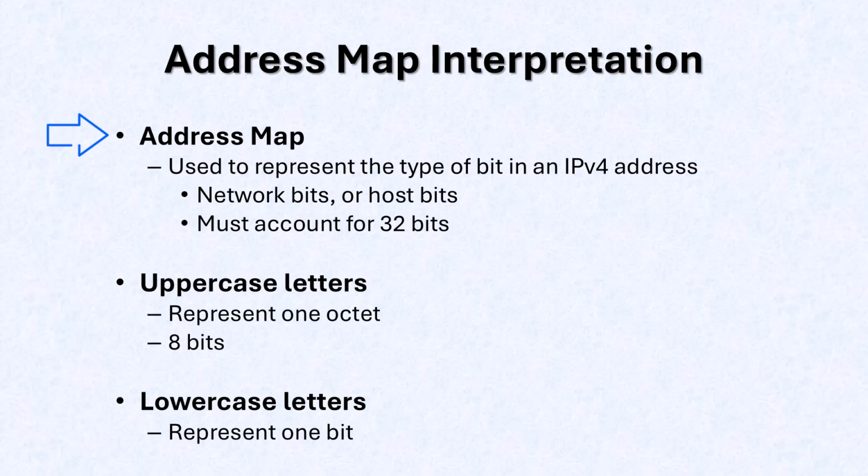Recall the address map is used to represent the type of bit in an IPv4 address. This includes both network bits and host bits. All 32 bits in an IPv4 address must be represented. Uppercase letters represent 1 octet, or 8 bits. Each lowercase letter represents 1 bit.